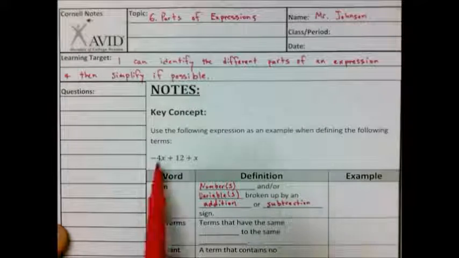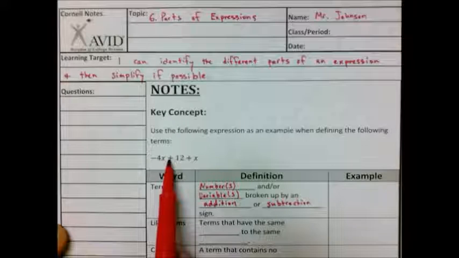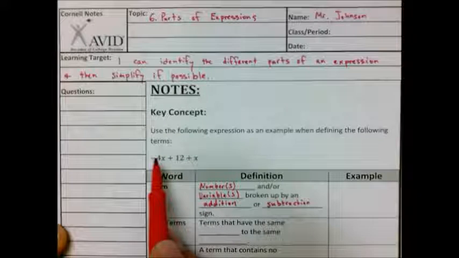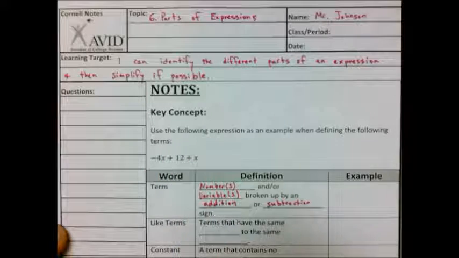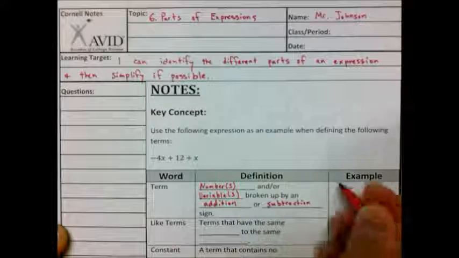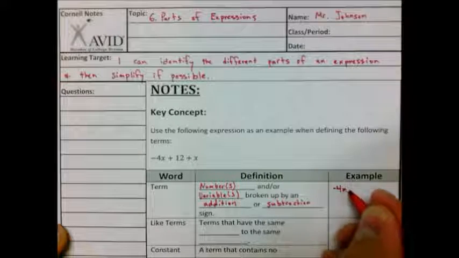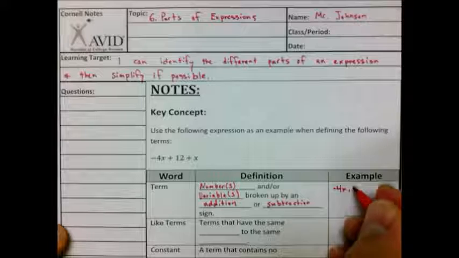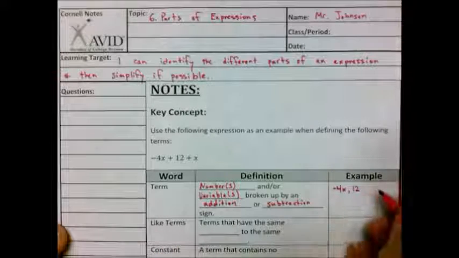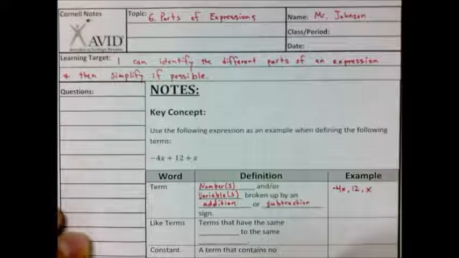What that looks like here is, in this expression we have a plus here, a plus here. That means that those numbers and variables in between are all different terms. So negative 4x is one term. 12, because it's broken up by these two addition signs, is another term. And x is that last term there.